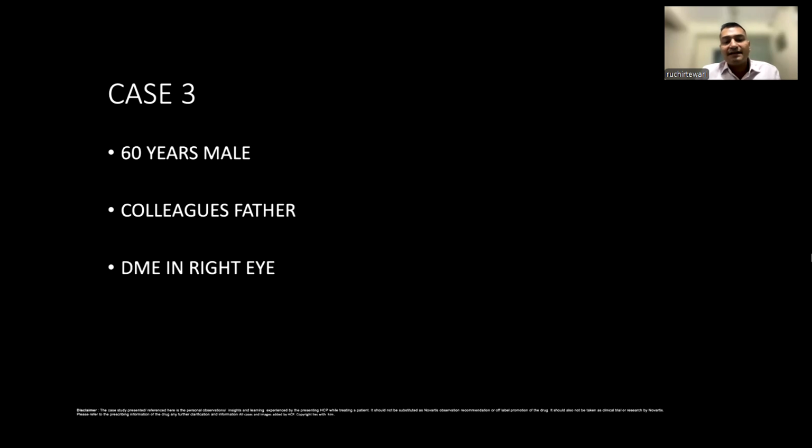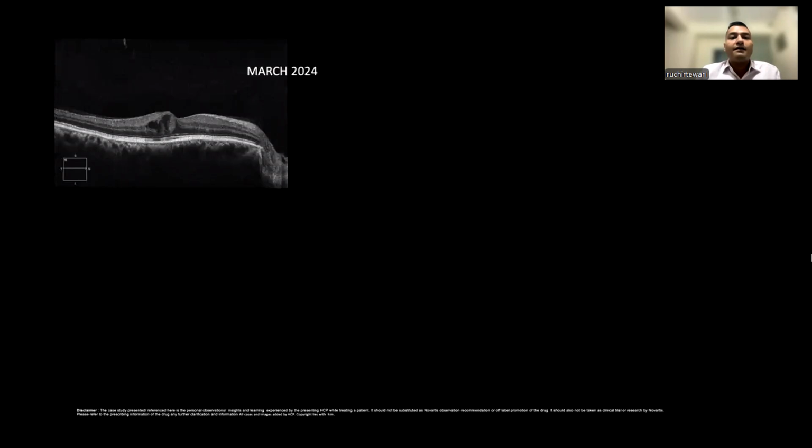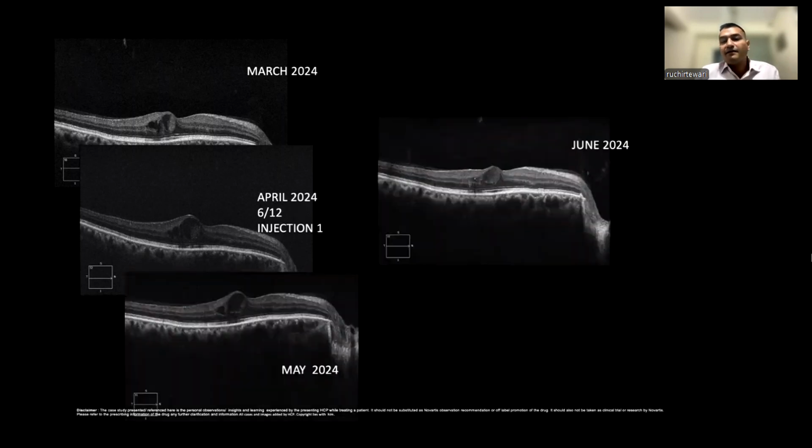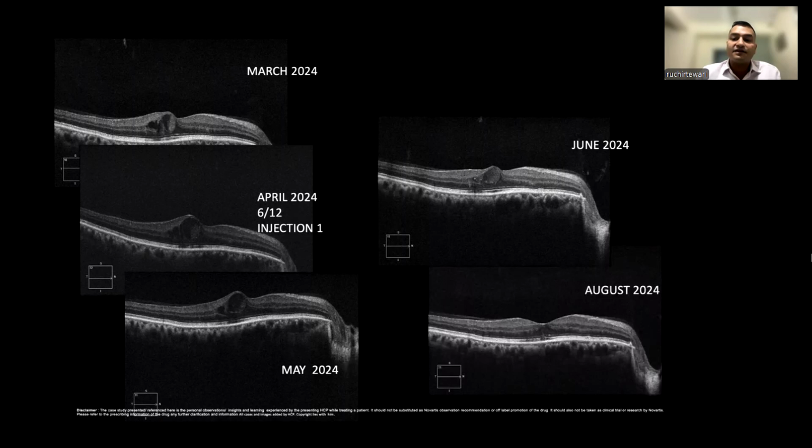The next case is a 60-year-old male. Now this is a colleague's father. He had DME in the right eye. BCVA was 6/9. This is March of 24. He received first injection in April of 24 when vision dropped down to 6/12. In May, the vision remained same, but the DME decreased, and in June 24, DME decreased further. In August 24, just after 1 injection, the DME seems to have disappeared.